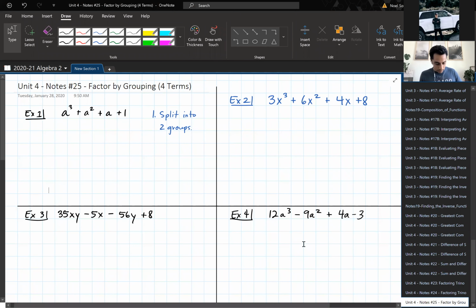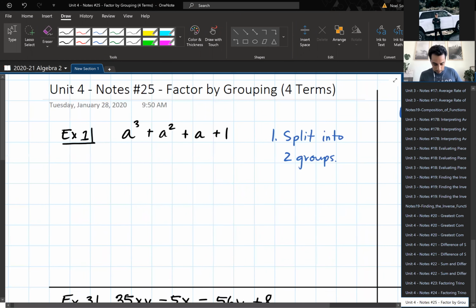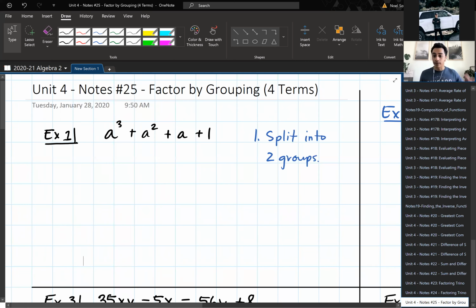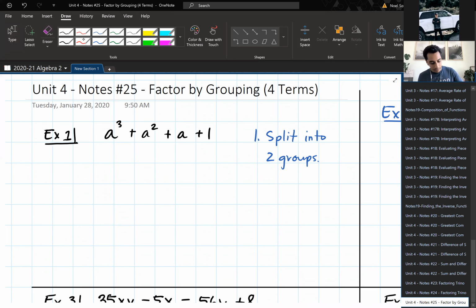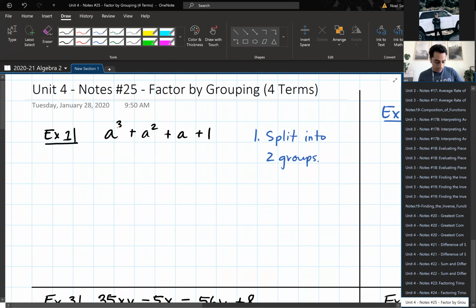So in example 1, that's basically the first set of instructions. It's to split into 2 groups. Where do you split it? Typically, you'll split it right down the middle after the second term. So a to the third plus a squared, right after that ends, this is where it gets split.